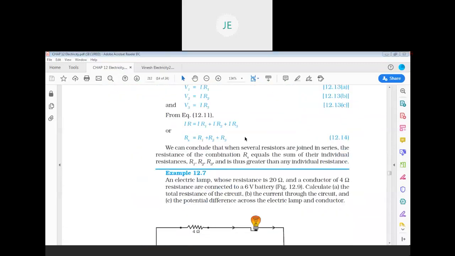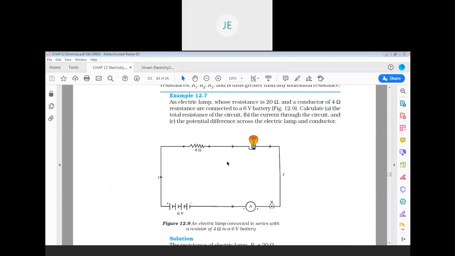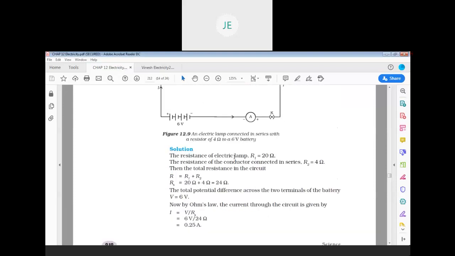In this example, a 4 ohm conductor and a 20 ohm electric lamp are given, and they are asking you to find the total resistance. They are connected in series, so 4 ohm plus 20 ohm, a total of 24 ohms, is the total resistance. And to find the current through the circuit, you use Ohm's law. I is equal to V by R. V is 6 volts and resistance is 24. So the current value is 0.25 ampere.